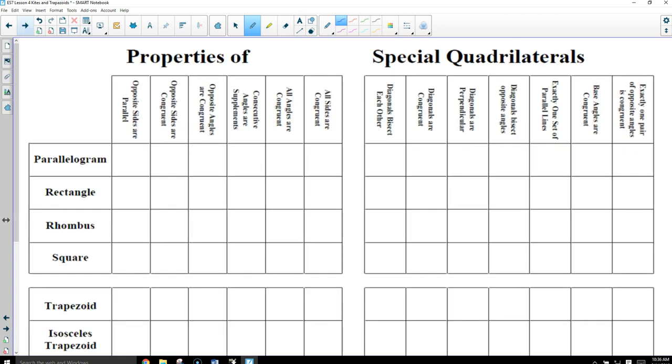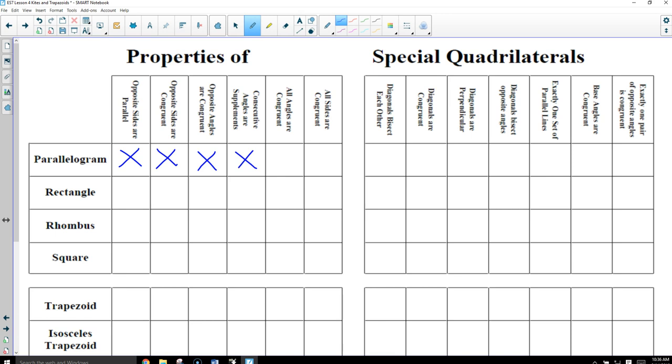Then your last piece of homework is to come in and fill out this chart. I will do the parallelogram part for you. For a parallelogram, are the opposite sides parallel? Yes, it is. So I'm going to put an X there. Are the opposite sides congruent? Yes. Are the opposite angles congruent? Yes. Are consecutive angles supplementary? Yes. Are all angles congruent? No.